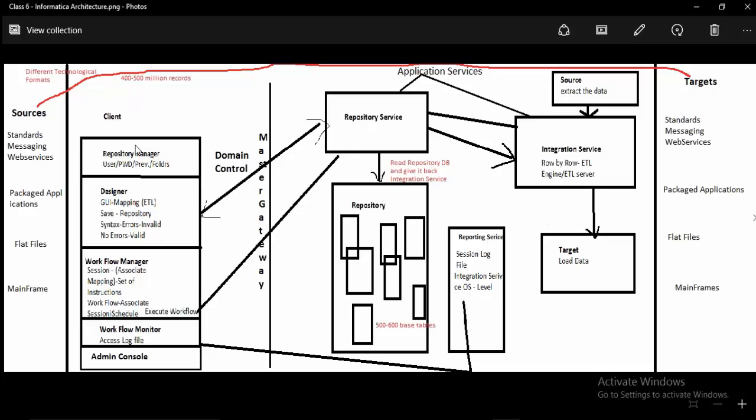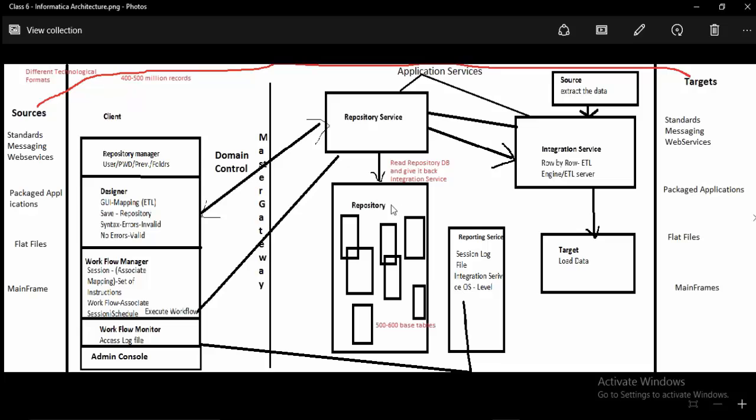So let me explain. Let's say whenever the Informatica user uses this client called Repository Manager, this Repository Manager generally manages users, passwords, privileges and the projects, right? So whenever the user performs some operations by using Repository Manager, before I go ahead with services, let me explain about the repository first. So what is this repository?